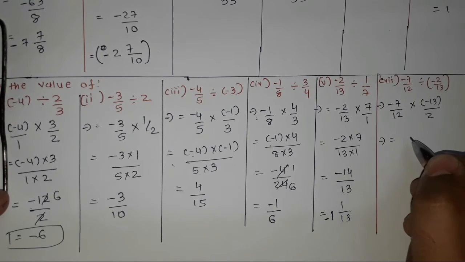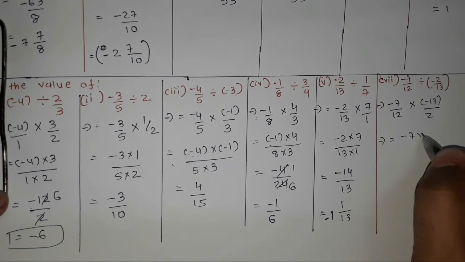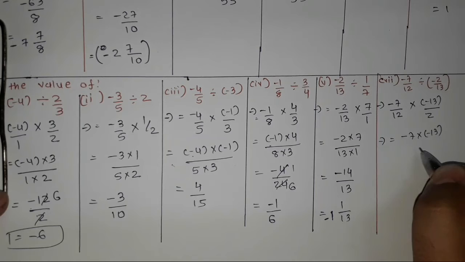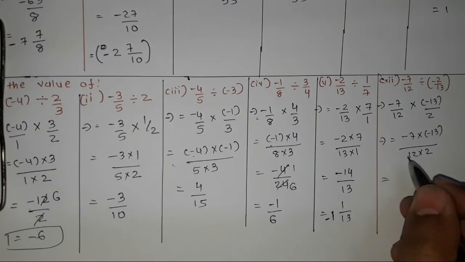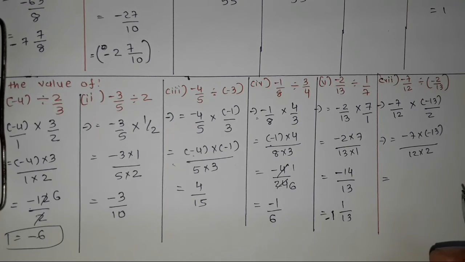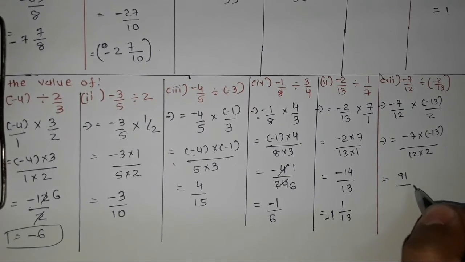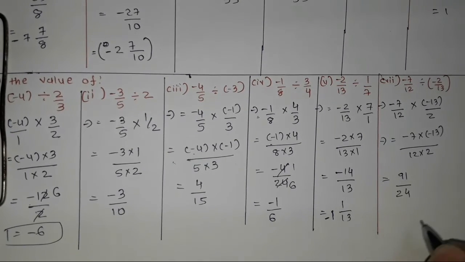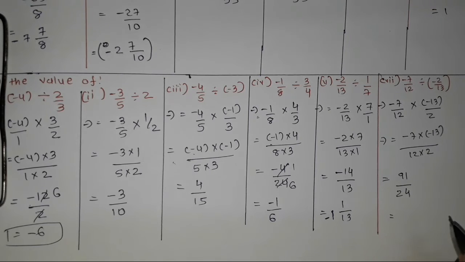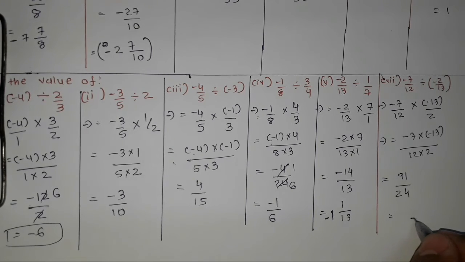So here we will multiply numerator with numerator, and denominator with denominator. So minus 7 into minus 13. So minus minus is plus. So 13 sevens are 91 upon 12 twos are 24. And here again the value of denominator is lesser than numerator, so we can convert this into a mixed fraction.